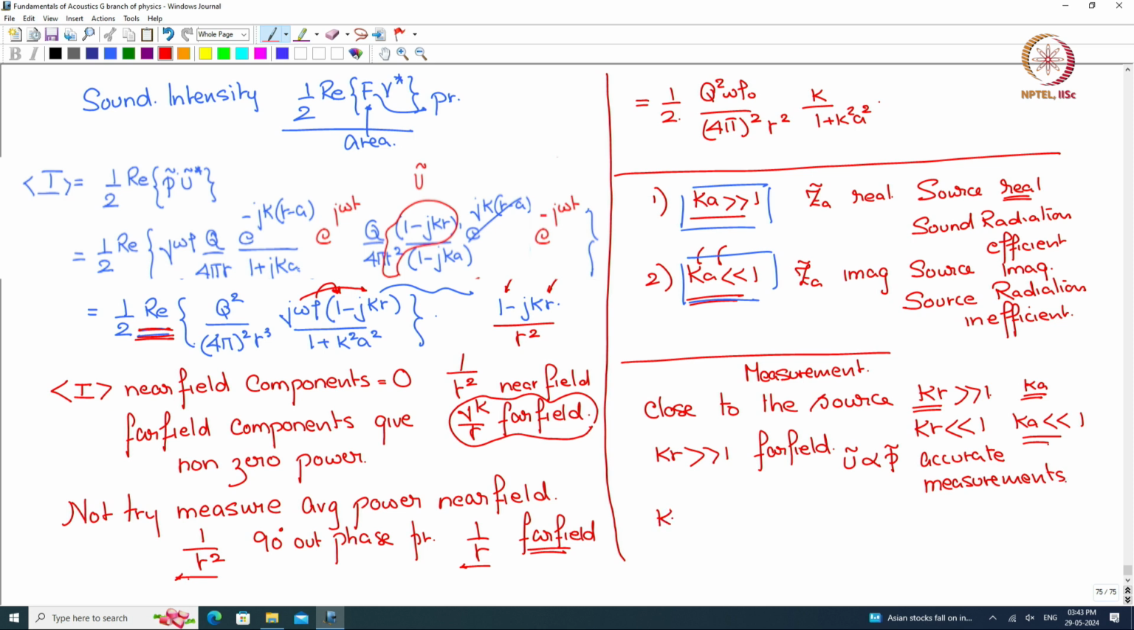Whereas if kr is much smaller than 1, or you are approaching the near field, then u is 90 degrees out of phase with pressure. Okay, and so measurements will be inaccurate.